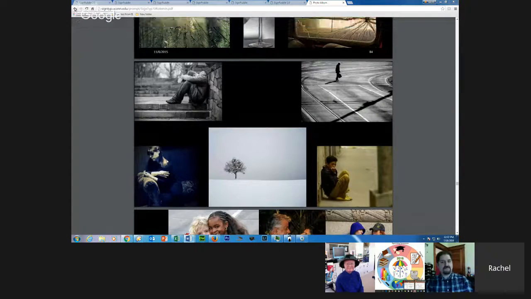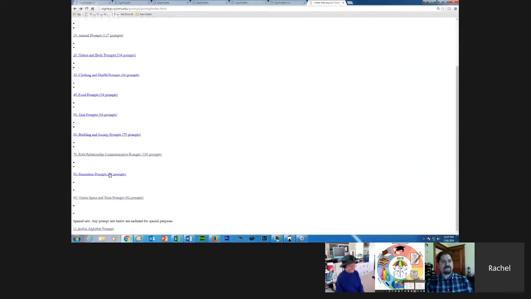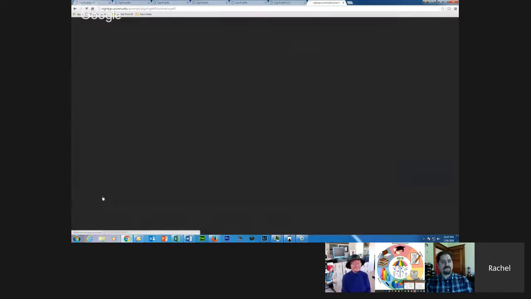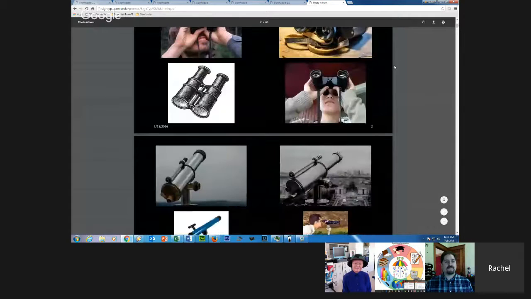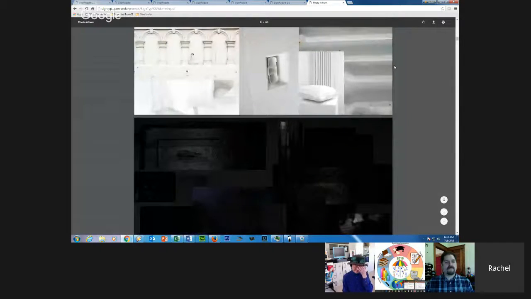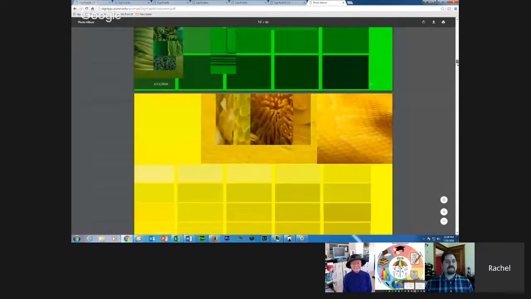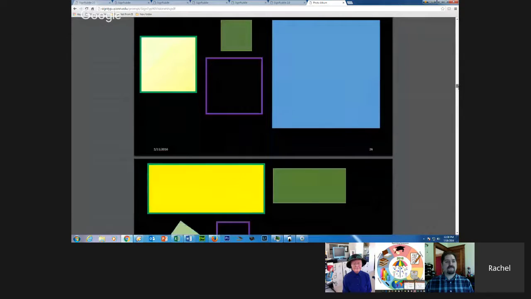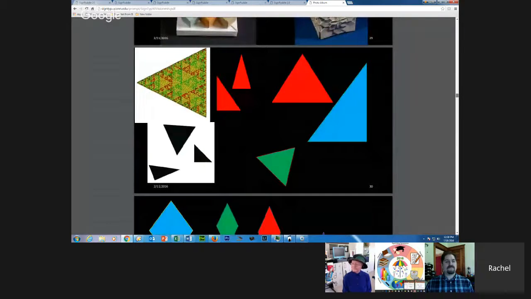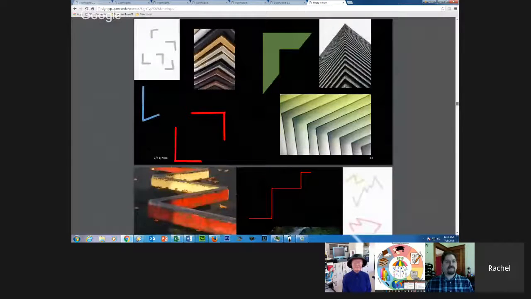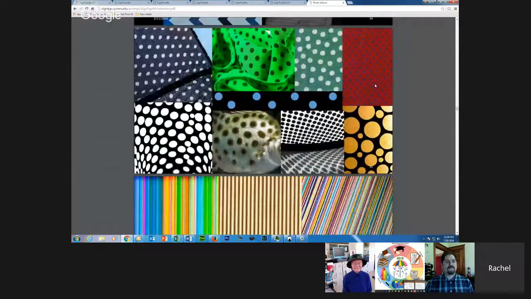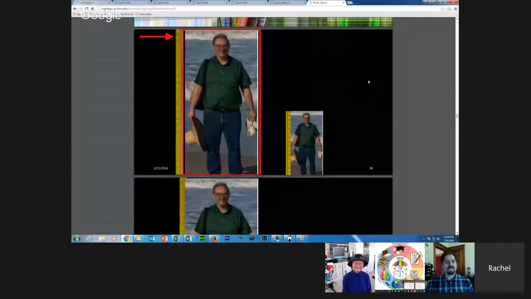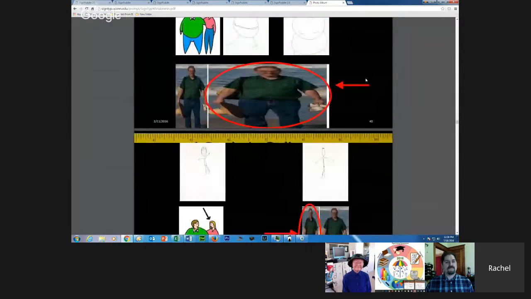Then we have recreation prompts, which are pretty straightforward. And then the last set is vision, space, and time. And this is the most difficult set. The first couple are fairly simple tools for vision. Then we have colors of various kinds, and then we have shapes, like squares, rectangles. And here we have a zigzag. Now, down later, we also have a tall person, short person, fat person, thin person.